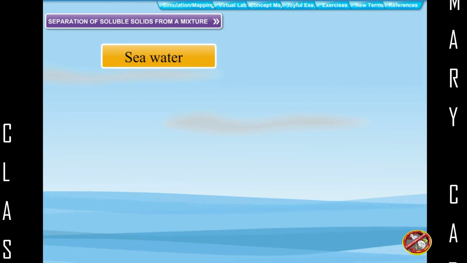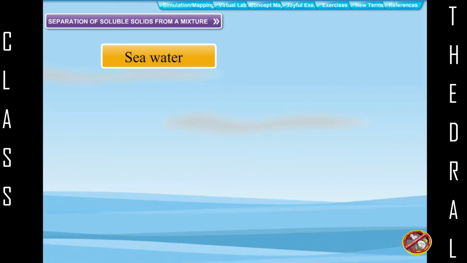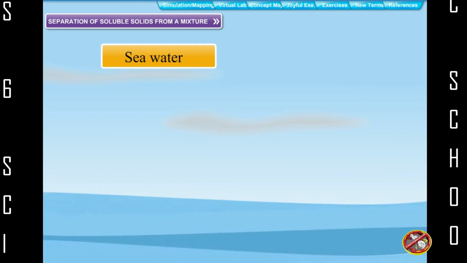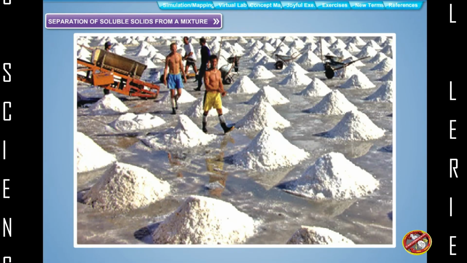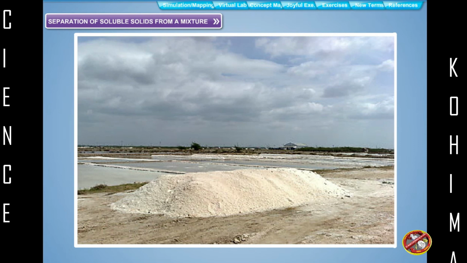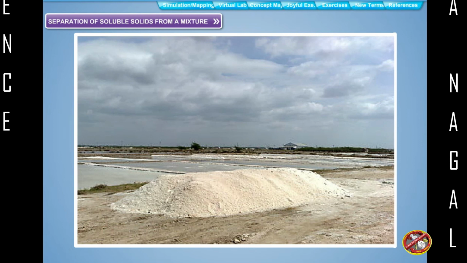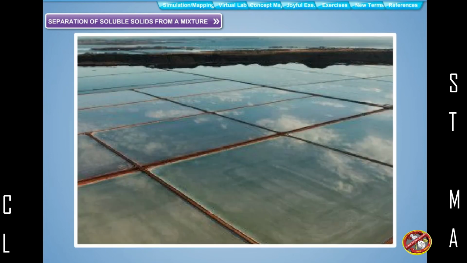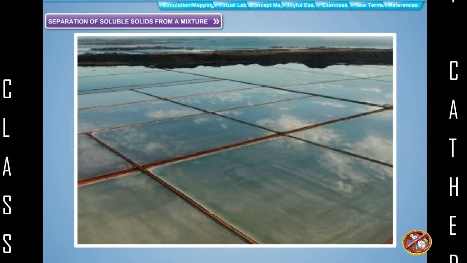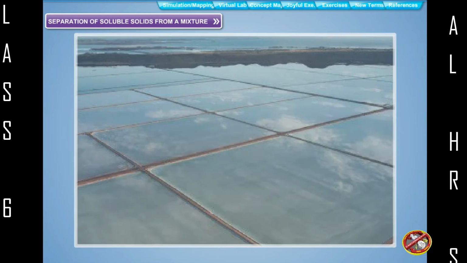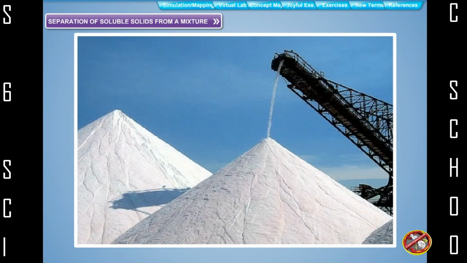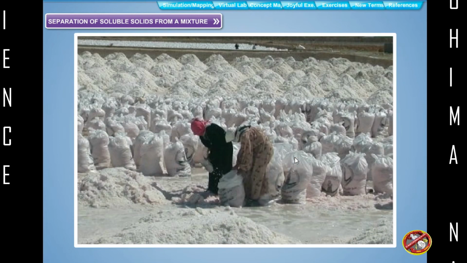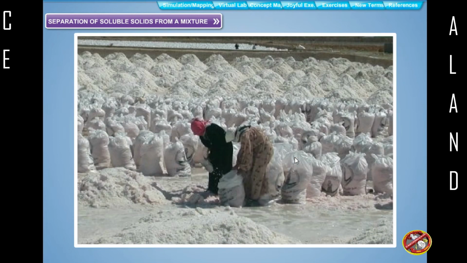Seawater contains a lot of salts. The process of evaporation is used on a large scale to obtain salts from the seawater. Seawater is trapped in shallow ponds called lagoons and allowed to stand there. The heat of the sun gradually evaporates the water completely in the shallow ponds, leaving behind the solid salts. This mixture of salts is further purified to obtain common salt.